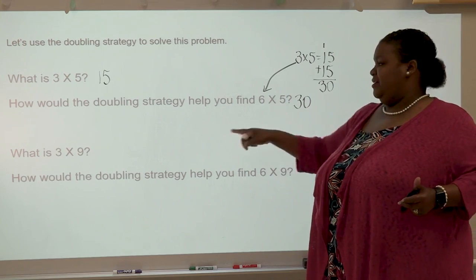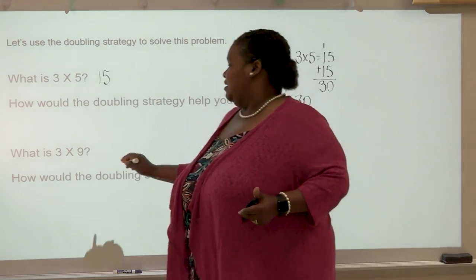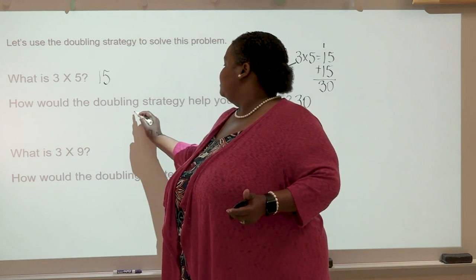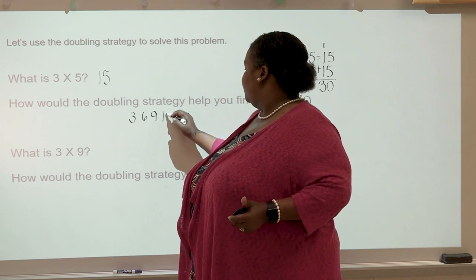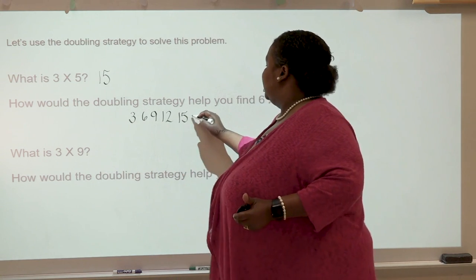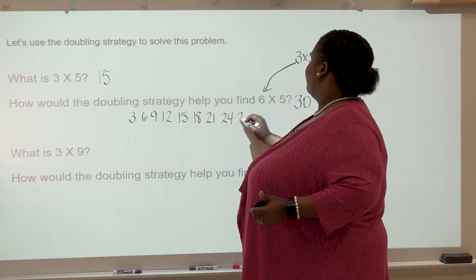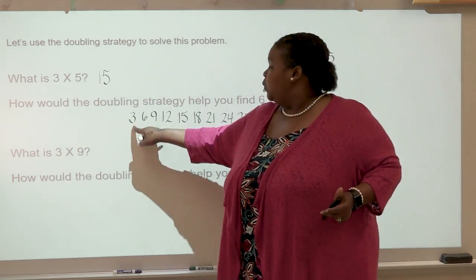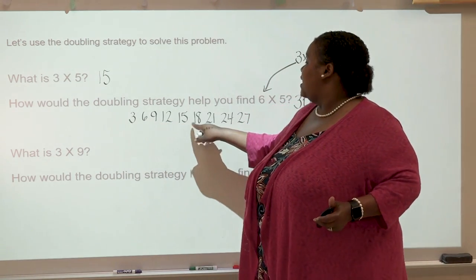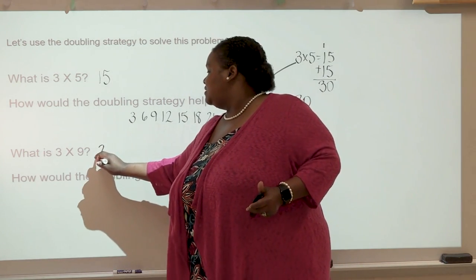Doubling strategy. Let's try this one. What is 3 times 9? All right, I'm going to do my skip counting. 3, 6, 9, 12, 15, 18, 21, 24, 27. Let's see if I counted by 3 nine times. 1, 2, 3, 4, 5, 6, 7, 8, 9. So 3 times 9 is 27.